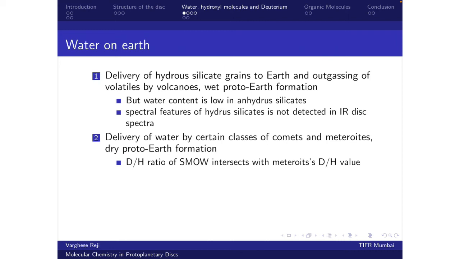As a result, we can conclude that the water developed in other places and was carried to earth by objects capable of traveling here. Comets or meteoroids will be the culprits. We are looking into it by comparing the D/H ratio of ocean water, known as standard mean ocean water or SMOW, and the D/H ratio of these objects.